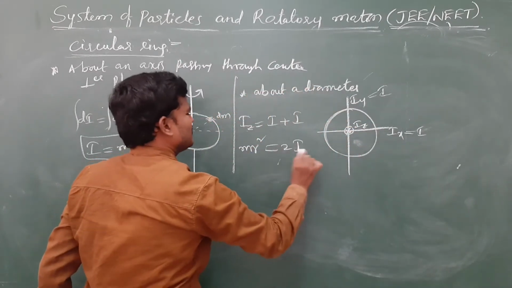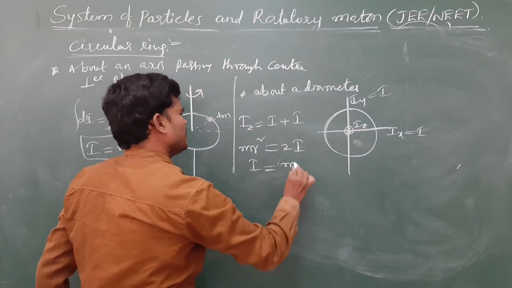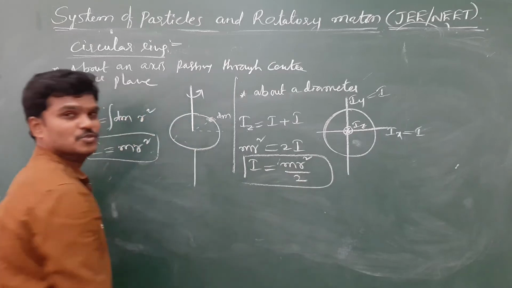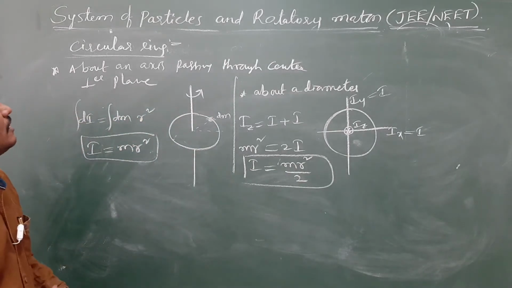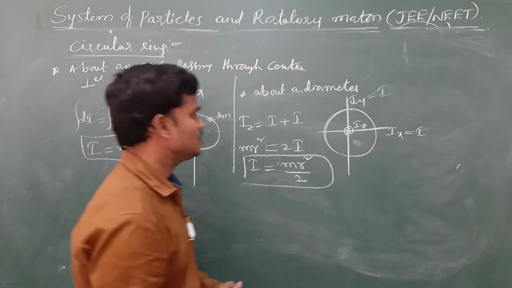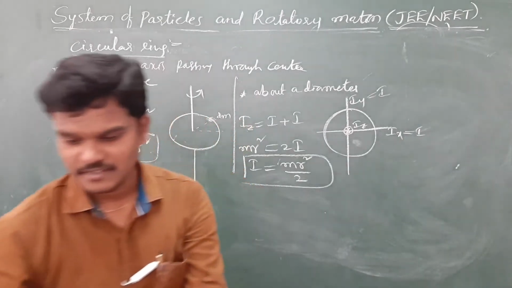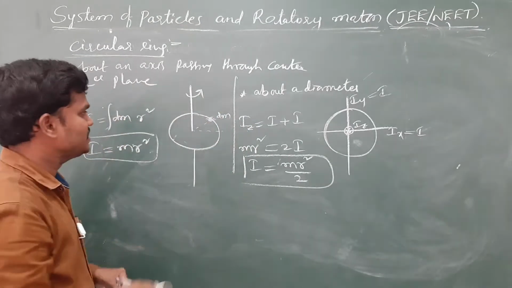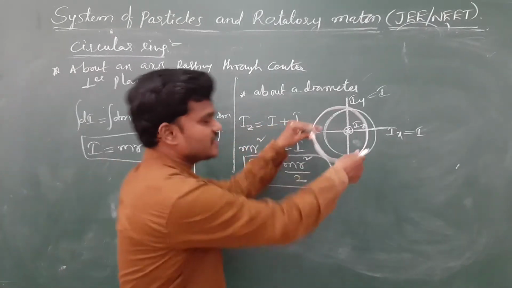mr square equals 2I, then what? I is mr square by 2. So the moment of inertia of a ring about any diameter is mr square by 2. Easy. Okay. And next, let us draw the tangents for both. Let us draw the tangent for the first one, and tangents for the second one.